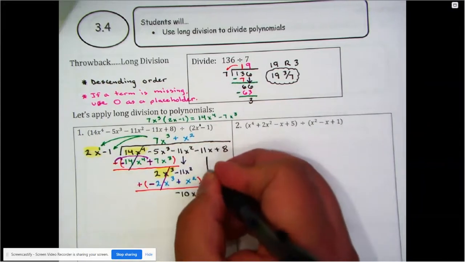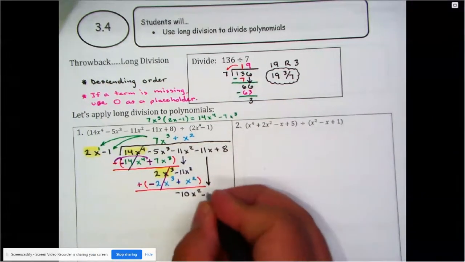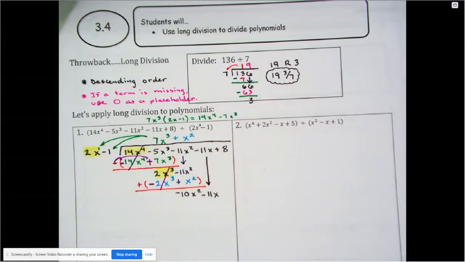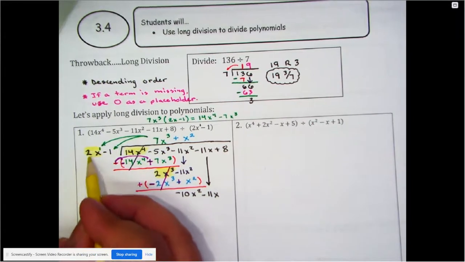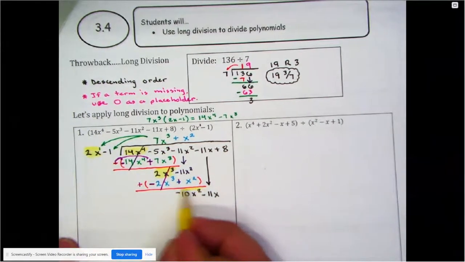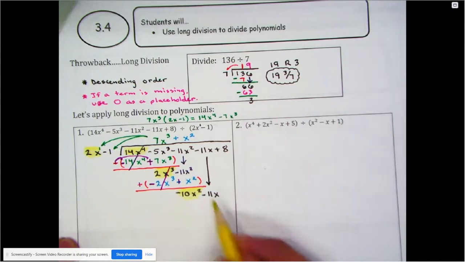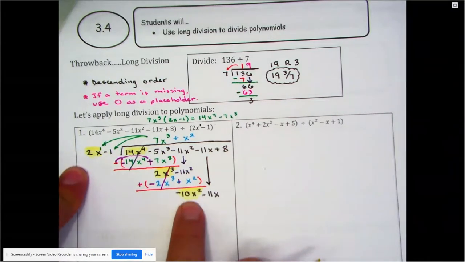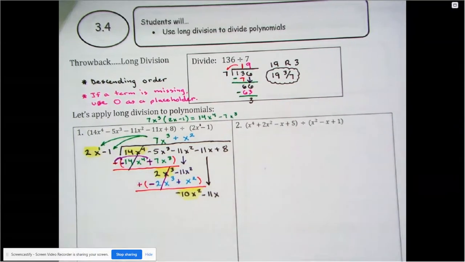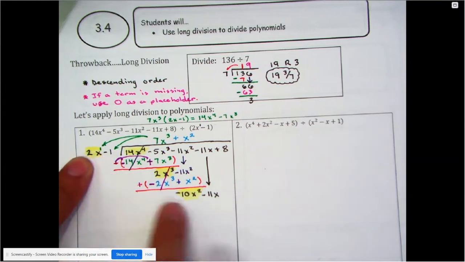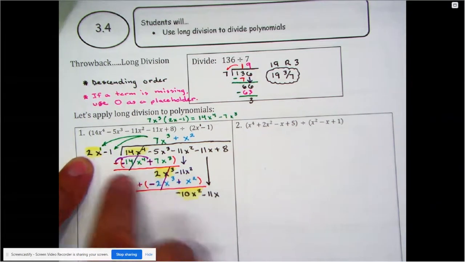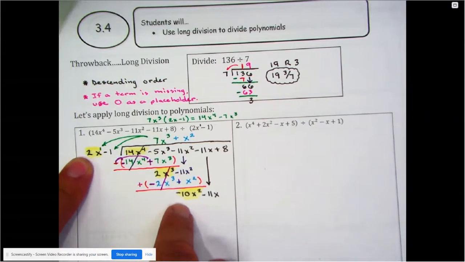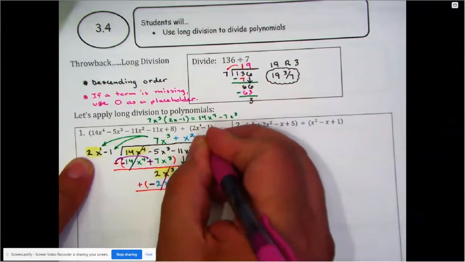So what do I do? I bring down the next term. Just remember, I don't care about this one. I'm matching my first term here with my new first term over here. Now this is my goal. It's all about matching using multiplication. All right, so I'll keep it going here. I already have a 2, but I want a negative 10. Well, 2 times what is going to give me a negative 10? Then it's a negative 5.